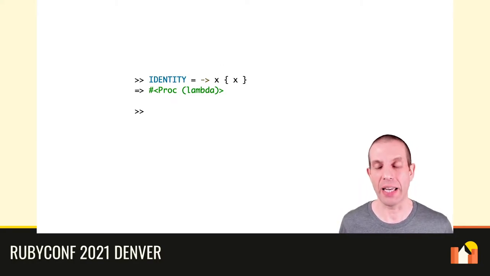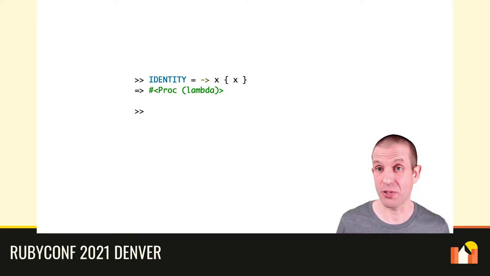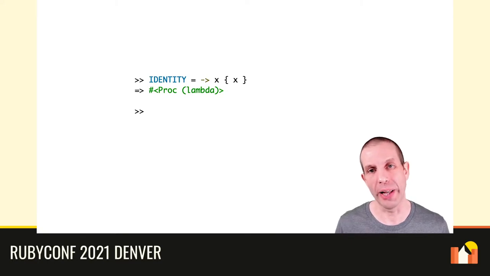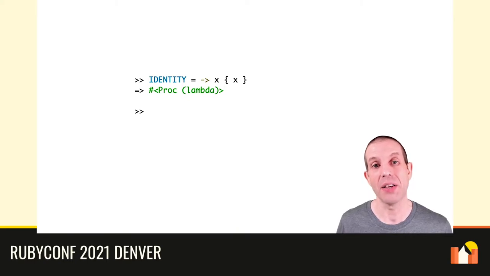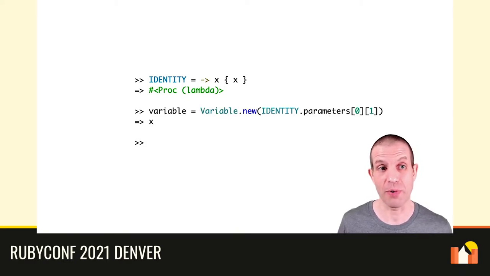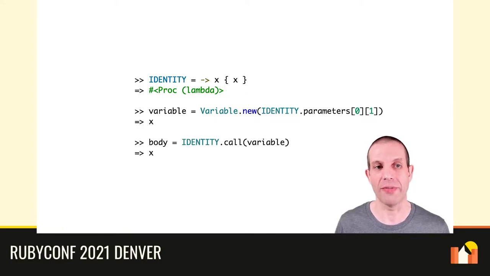Well, let's think about the easier case of a proc called identity, which just returns its argument. All we know from the outside is that its parameter is called x. We can't retrieve its body directly, but we do know that when we call it, whatever argument we pass in is going to replace all of the occurrences of x in its body. So if we make a variable called x that we want to represent the occurrences of the parameter, and remember that here we're looking at an instance of the variable class we defined, we can call the proc with that variable and get back its body, which is just our variable object x again. So we've learned that the proc's parameter is called x and its body is the variable x, which is correct.